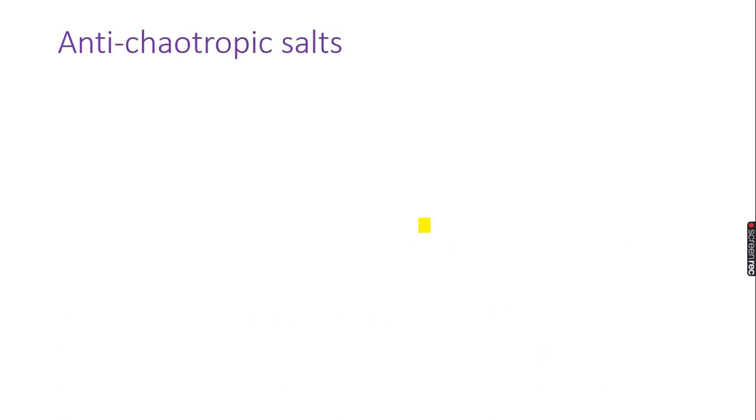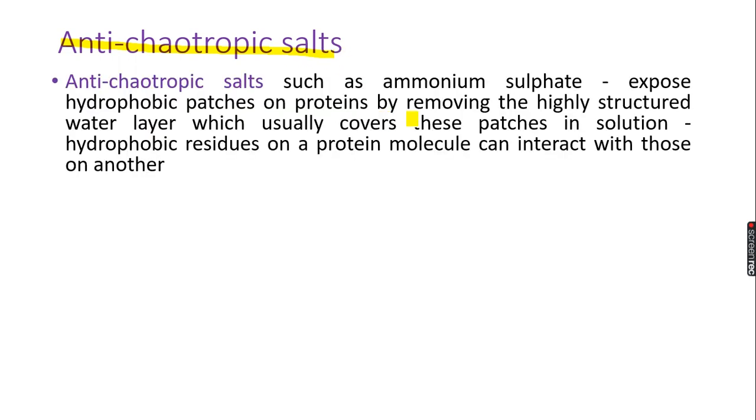Now we will be discussing two particular types of salts. One is anti-chaotropic salt, which we use most often, like ammonium sulfate. What they do is expose the hydrophobic patches on the protein by removing the highly structured water. Hydrophobic patches, when in solution, are covered with water, so they do not allow hydrophobic interaction to take place. But when I am adding the salt, it removes the water molecules, so hydrophobic patches become exposed and open. They interact with one another and cause precipitation.